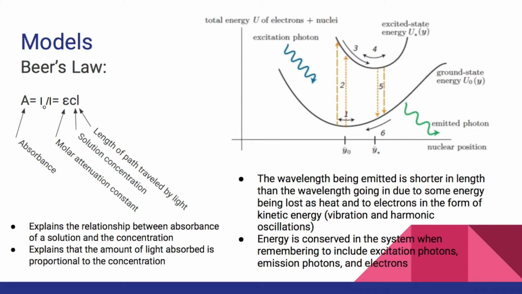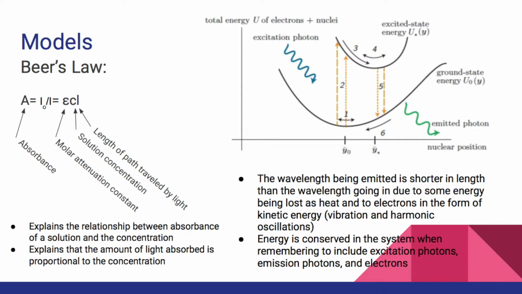As you can see, an excitation photon will come in and it will excite an electron that's at the ground state energy. It will then jump up to an excited state energy with a certain wavelength. When the electron then falls back down to the ground state energy, it will emit a photon. It will fall back down at a smaller wavelength than when it went up to the excited state energy.